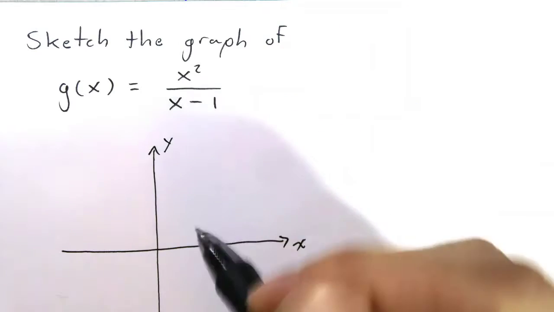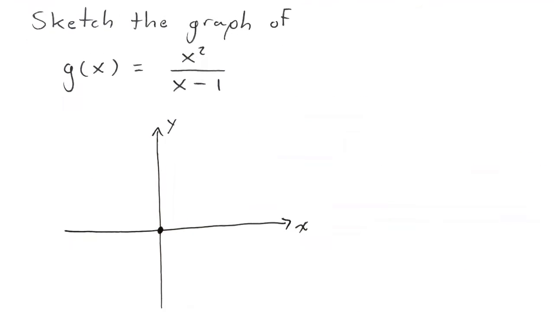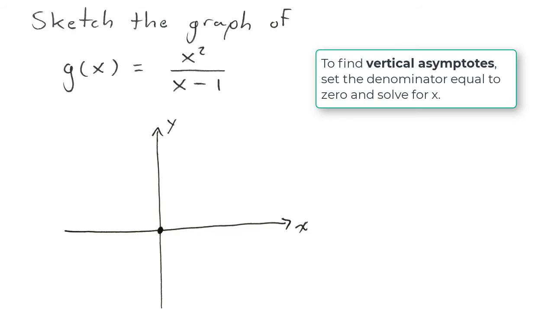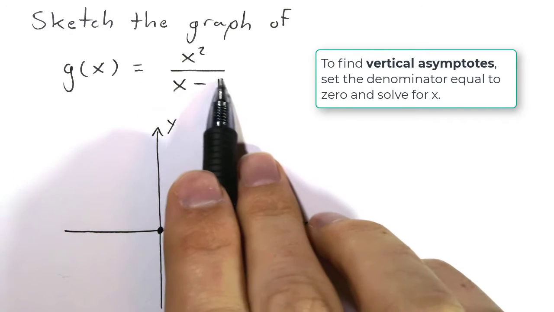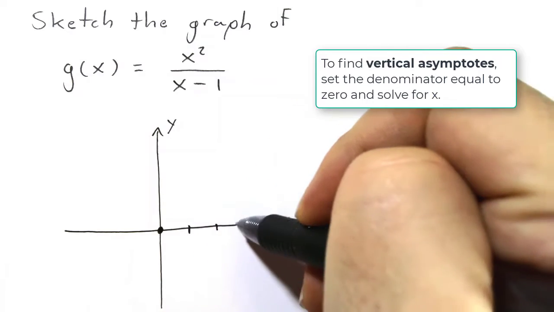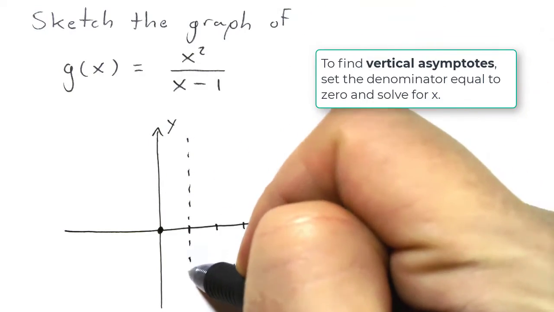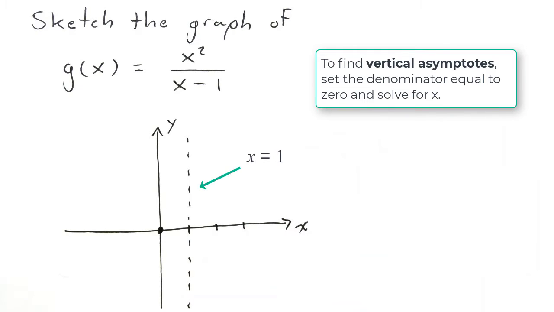So we just discovered the x-intercept was the point (0, 0). There is no other x-intercept because there's nothing else that makes the numerator 0. What about vertical asymptotes? Well, vertical asymptotes arise where the denominator is equal to 0. That happens when x is equal to 1. So I can draw a vertical asymptote through x equals 1.